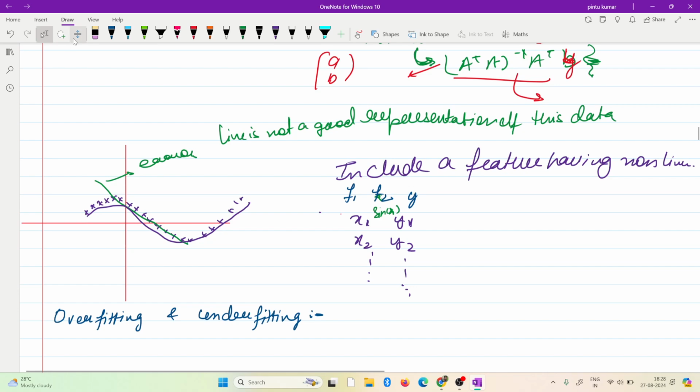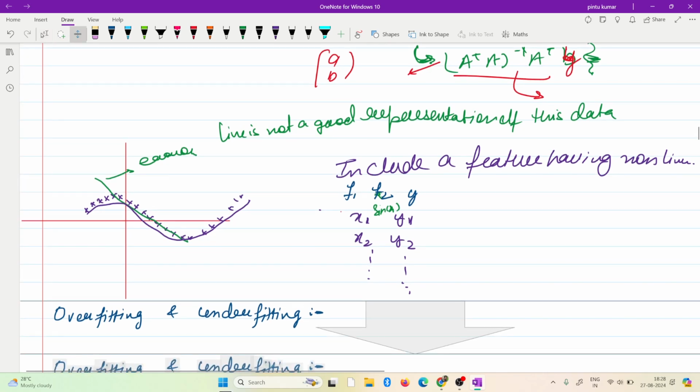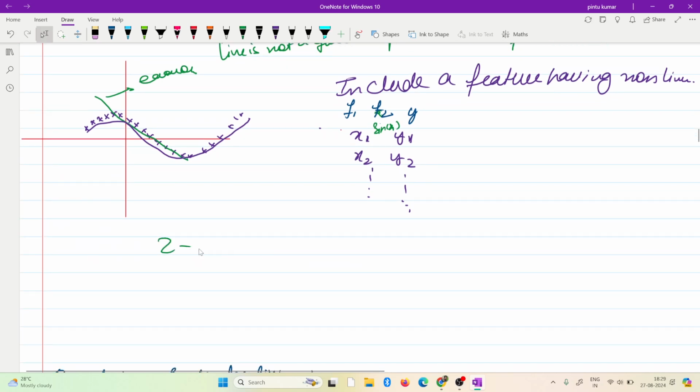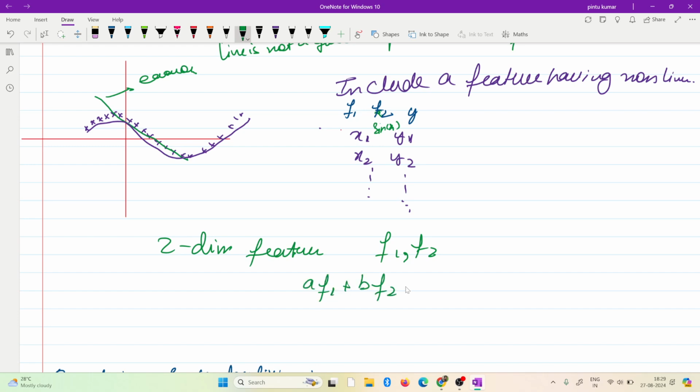Now you have data in higher dimension. Earlier you had data in a one-dimensional feature space and one-dimensional prediction space. Now you have a two-dimensional feature space, containing f1 and f2. Now what kind of line or plane do you want to fit? You want to fit something like a times f1 plus b times f2 plus c. This is your f of x, and a, b, c are the values that you want to find out. I hope this is clear.